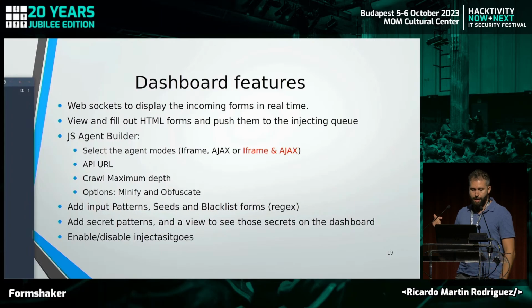Then we have secret patterns that will basically instruct the dashboard. It will tell the dashboard, hey, if you come across an input whose name matches one of the regular expressions in secret patterns, you should display it in this view. For example, you can add entries like API key, secret, password, and if among the forms sent to the dashboard, one of the inputs matches this regular expression, the value will be displayed there.